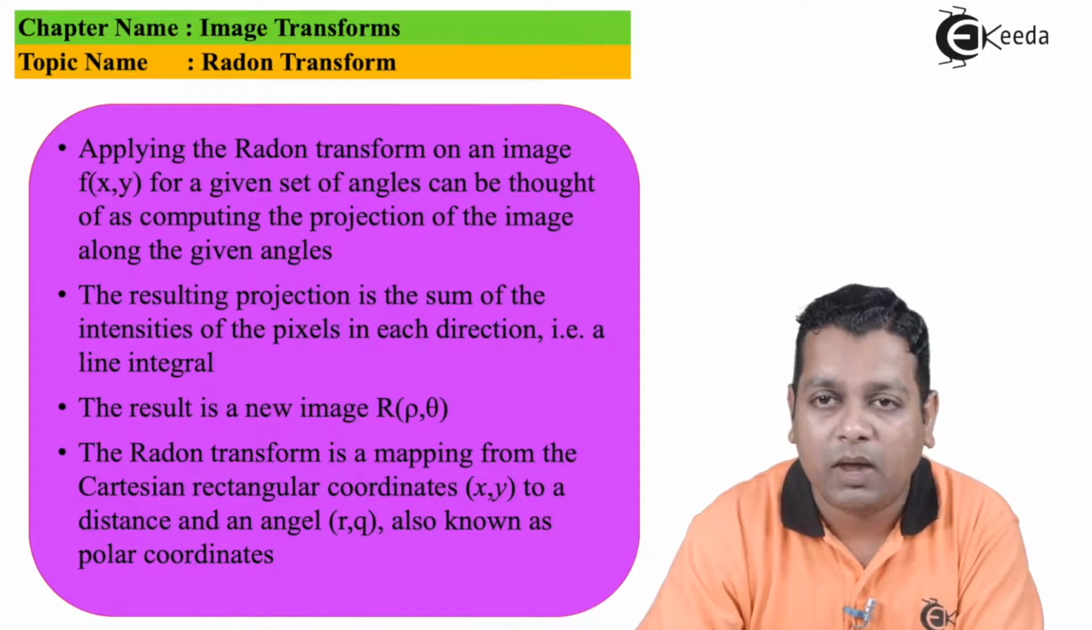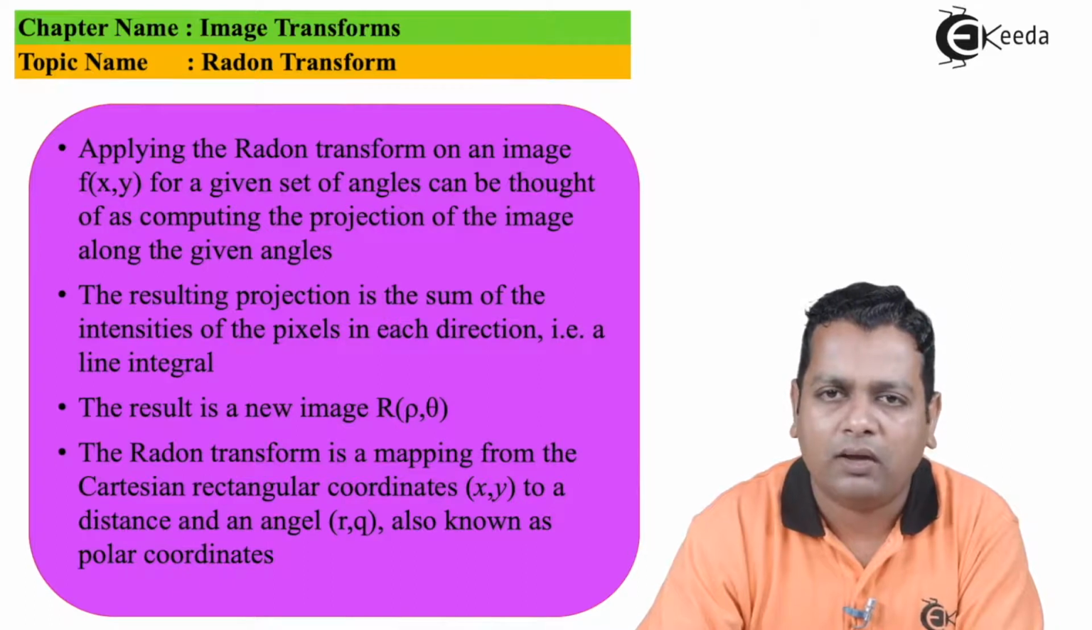So it is actually the mapping of Cartesian rectangular coordinates. So f of x and y are the Cartesian spatial coordinates to the polar coordinates we can say, where one parameter is a distance and another is an angle. It is represented by r and theta, and sometimes rho and theta.